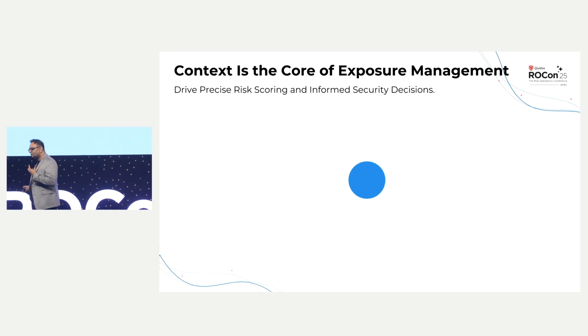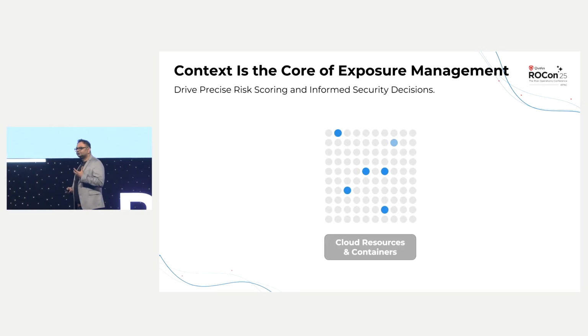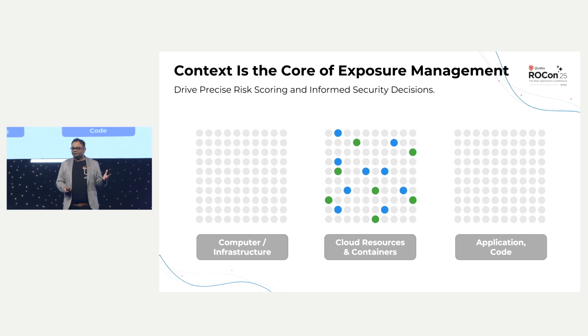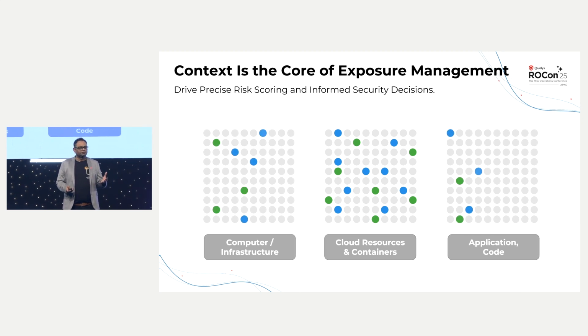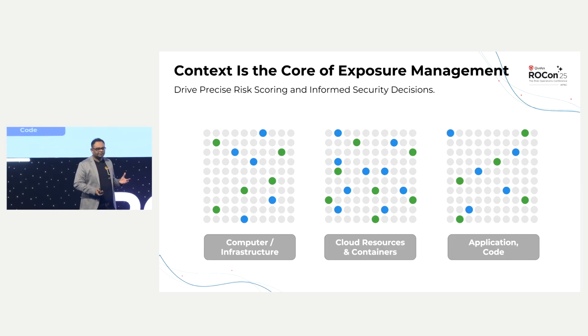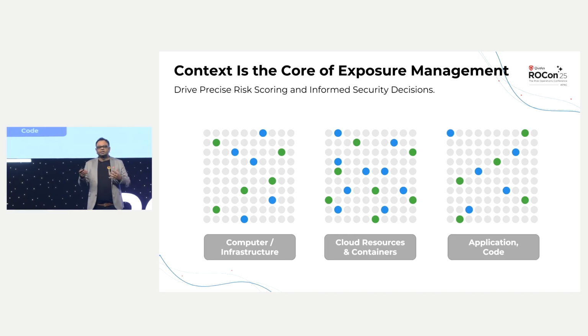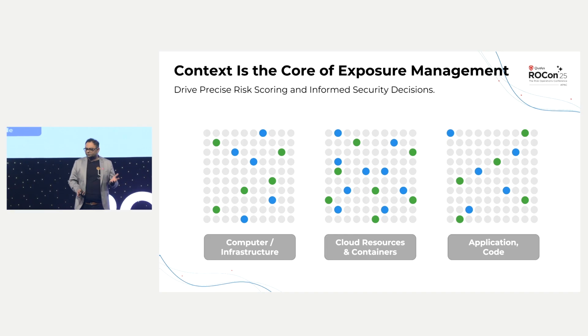Now, with all of the context, in some organizations we see that when they look at risk management, they still have a siloed approach. For the infrastructure and compute, they do the risk management separately. There is a cloud team, and they are doing it for clouds and containers. And then there is an application team, which is doing it for code, applications, your SBOMs, and whatnot.